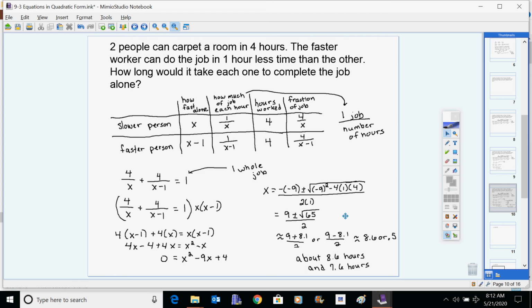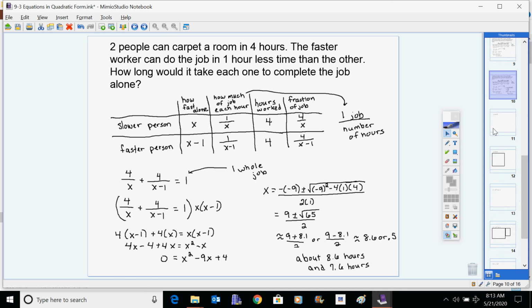Together, it takes them 4 hours. Now notice that this isn't a simple average of just adding 8.6 and 7.6 and dividing by 2 and getting 8. So you do have to go through a process like this and take into account the quadratic formula, but that's how it comes down.